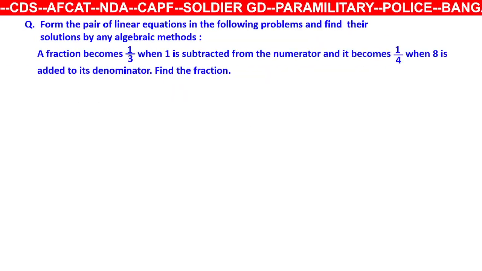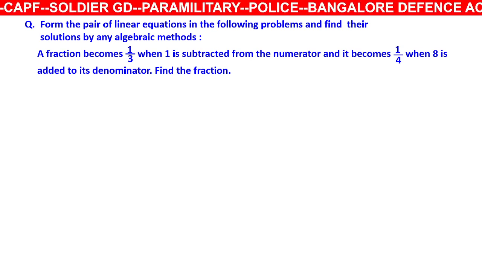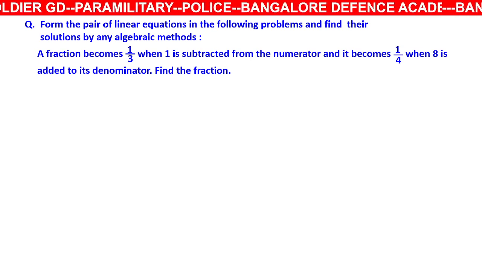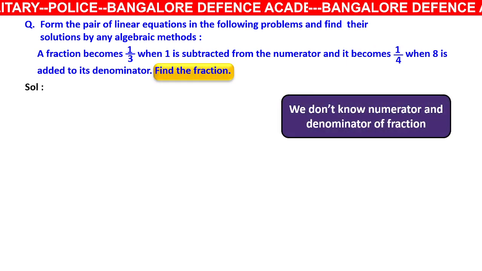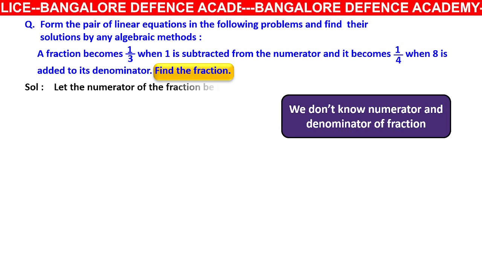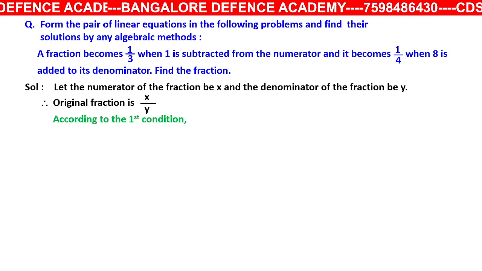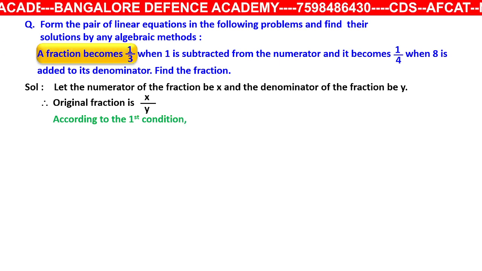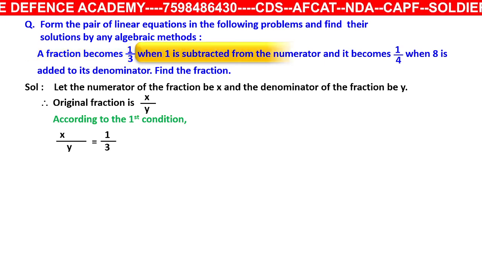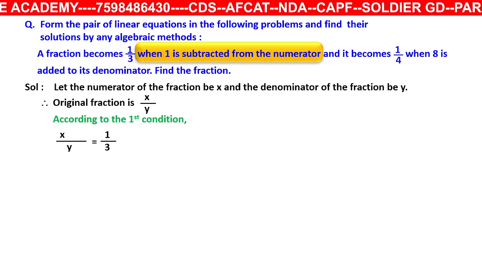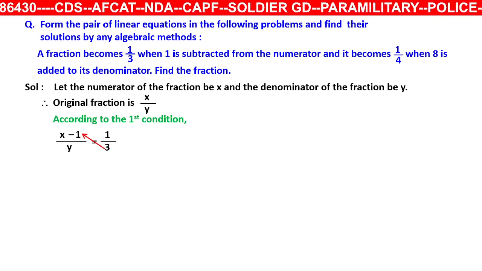Next, a fraction becomes 1 by 3 when 1 is subtracted from the numerator, and it becomes 1 by 4 when 8 is added to its denominator. Find the fraction. So look at this now. We don't know the numerator and denominator of the fraction. So let the numerator be x and let the denominator be y. So the original fraction is x by y. According to the first condition, a fraction becomes 1 by 3. That means x by y is equal to 1 by 3 when 1 is subtracted from the numerator, that is x minus 1.